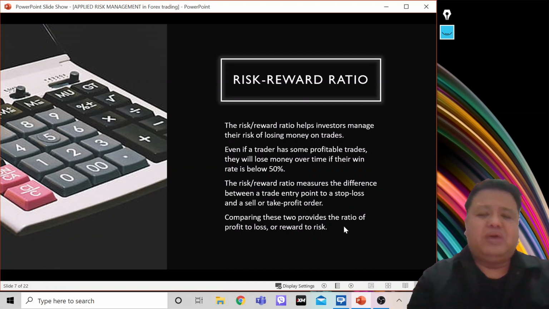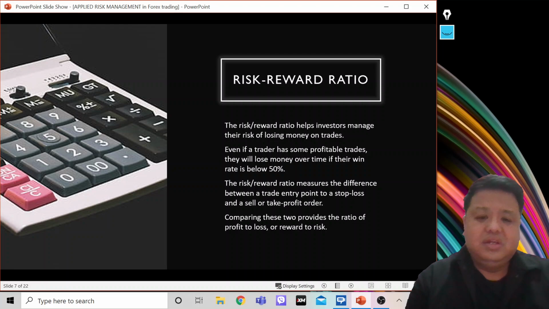So, let's talk about now about risk to reward ratio. So, yung risk to reward ratio helps our traders or investors to manage yung risk of losing money on trades. So, if a trader has some profitable trades, hindi naman lahat ng trade natin panalo, meron din tayong mga senaryo na talo tayo. Okay? So, kailangan yung win rate natin, hanggat maaari, mas mataas sa 50% yung win rate natin.